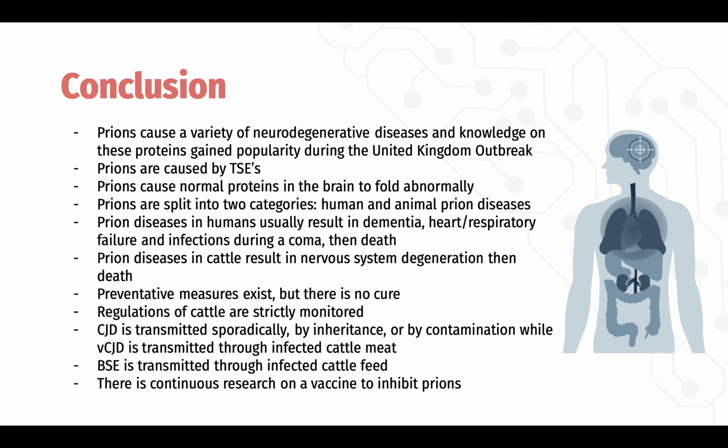Preventative measures exist, but there is no cure for prions. And regulations of cattle are strictly monitored. CJD is transmitted sporadically, by inheritance, or by contamination, while VCJD is transmitted through infected cattle meat. BSE is transmitted through infected cattle feed, and there's continuous research on vaccines to inhibit prions.